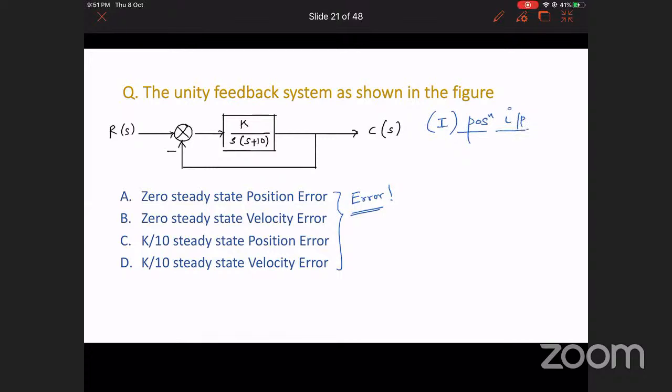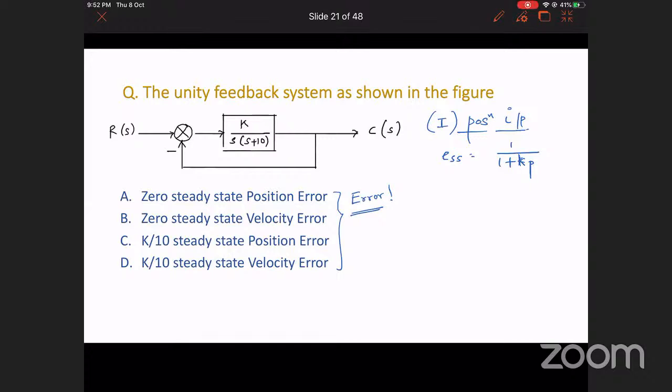Position input, guys. I want to know from you, can I write ESS for position input as 1 upon 1 plus KP in this case? Is this formula what I've written, ESS is equal to 1 upon 1 plus KP, valid? I told you in which case the 1 upon 1 plus KP formula is valid, guys. Is this valid, 1 upon 1 plus KP?